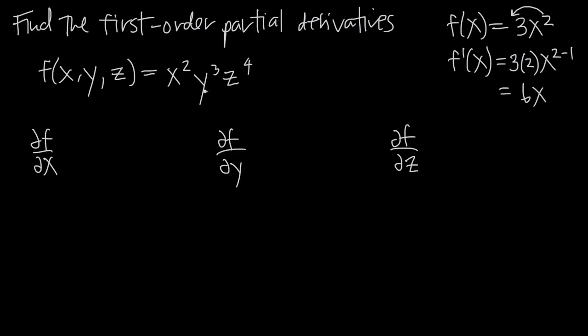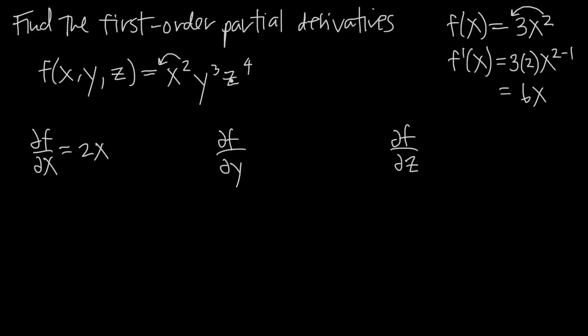Well, in the same way here, we're going to take the derivative with respect to x. All we're going to do is bring this exponent out in front and multiply it. So we're going to multiply the 2 out in front. Then we're going to subtract 1 from the exponent. 2 minus 1 is 1. So we're going to get x to the 1, x to the first power, which is just x. So we've got the derivative there.